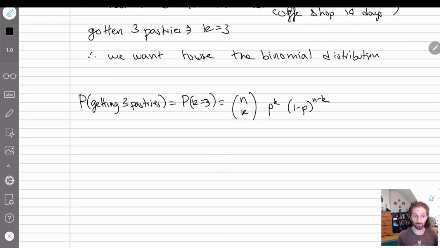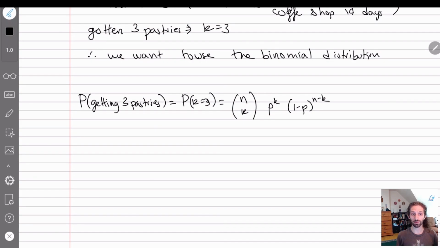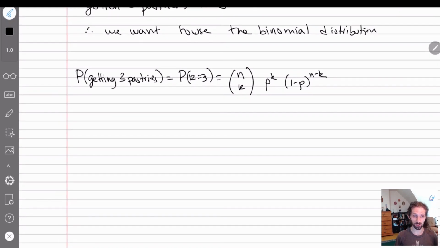You don't have to write this formula out, but I would recommend it to help the graders make sure that you actually know what you're doing. So I would definitely write this out. If you have anything with binomial distribution, you should definitely write the formula out, just like we did with Bayes' rule and law of total probability. So here we'll say binomial distribution.